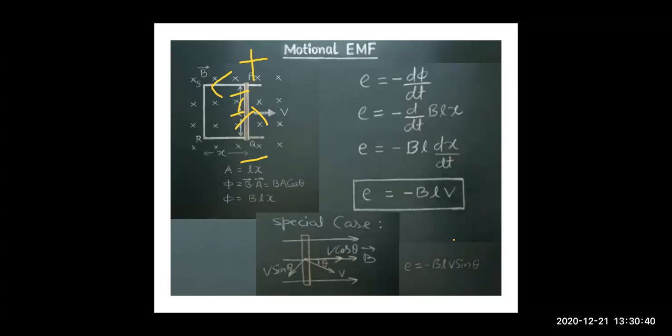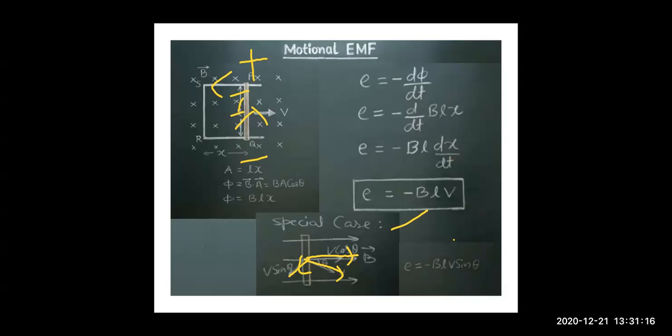Now, the special case we are discussing. In the special case, children, suppose the conductor is not moving perpendicular to B. Here the conductor was moving with velocity perpendicular, but suppose it is making some angle theta. Then what will be the EMF? We are going to resolve the velocity into two components: one is the horizontal component, V cos theta, along B, and the other, perpendicular to it, is V sin theta, perpendicularly outwards, that is perpendicular to B, right?